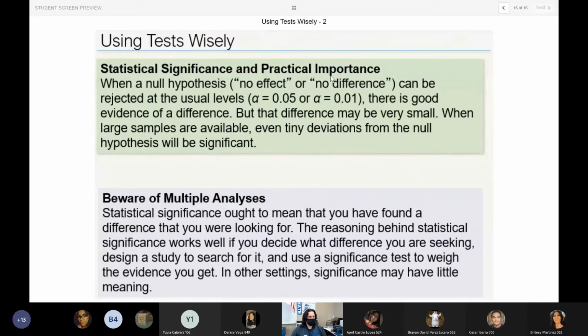Statistical significance and practical importance. When a null hypothesis, no effect or no difference, can be rejected at the usual levels, there is good evidence of a difference, but that difference may be very small. When large samples are available, even tiny deviations from the null hypothesis will be significant.